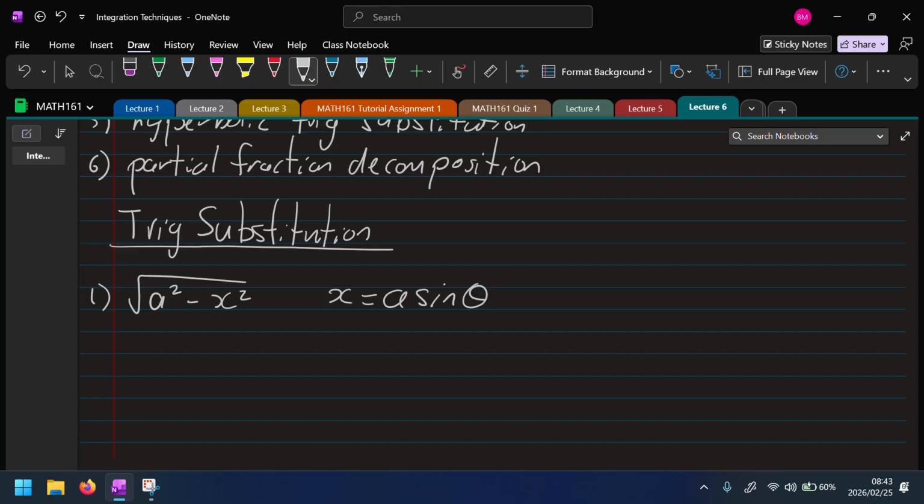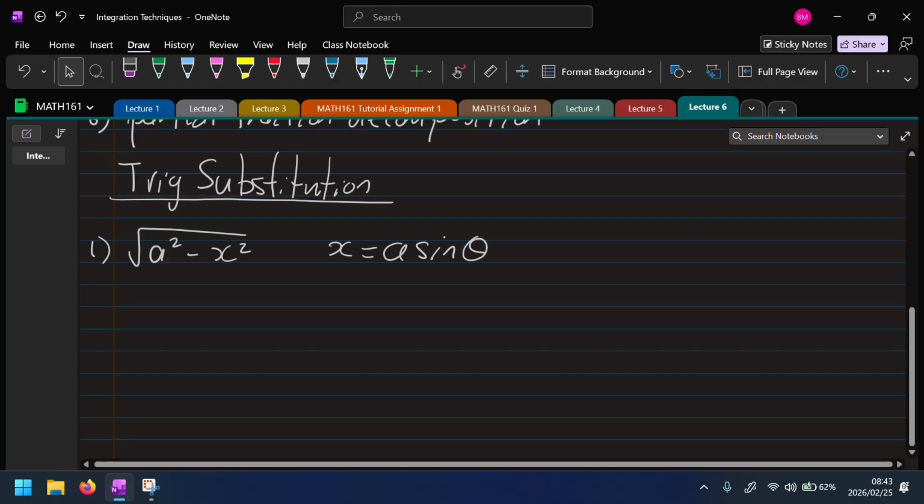Notice that in the root there is a squared, and then on the right there is just a. Whatever number is there, you take the root of it to get a. Everyone see that? So if that was 16 minus x squared, then on the right it will be 4 sine theta. Please keep that in mind. So that's case 1.